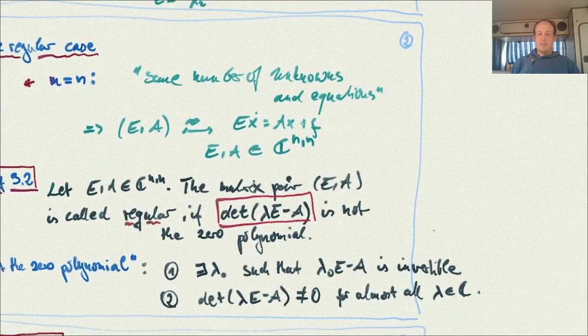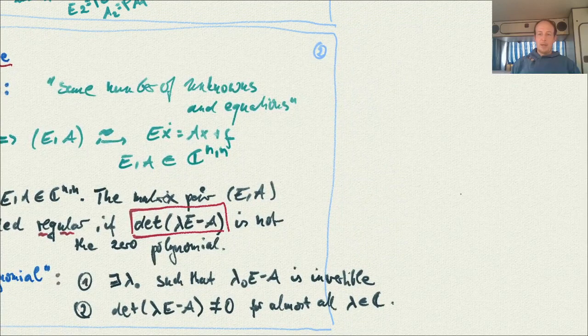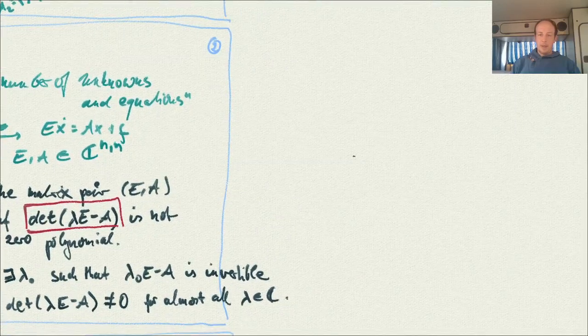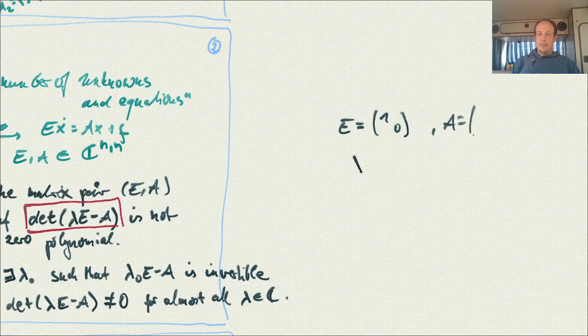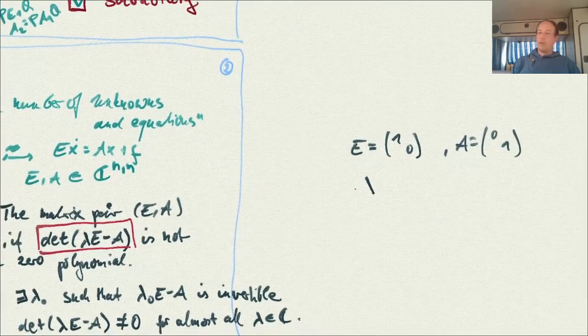Shall we make an example to that? Maybe a very easy one. So consider E being that, A being 0, 1. Okay, two things that you can see.